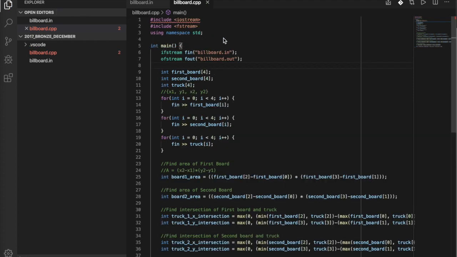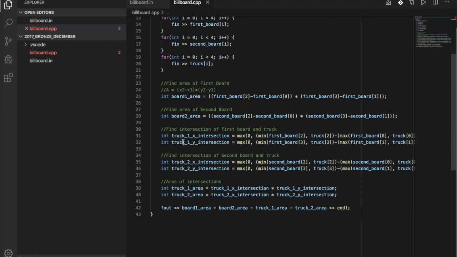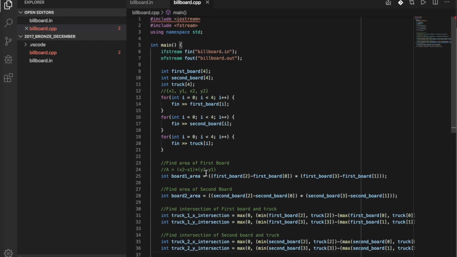Just a couple changes I made because for some reason I had some problems. So instead of doing bits/stdc++, I just did iostream and fstream, and then I also had some simple errors where I just didn't initialize the variables. So I just put int here and int here and int here and int here and int here. So now this should work, and let's see if it works or not.